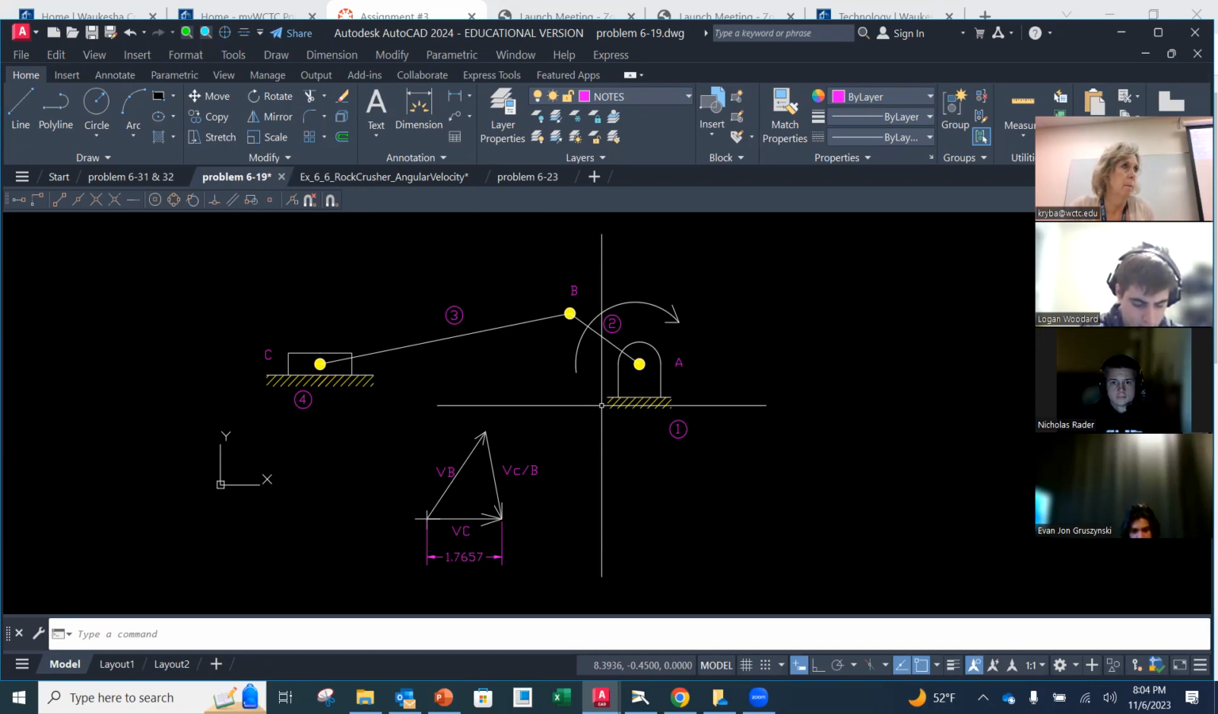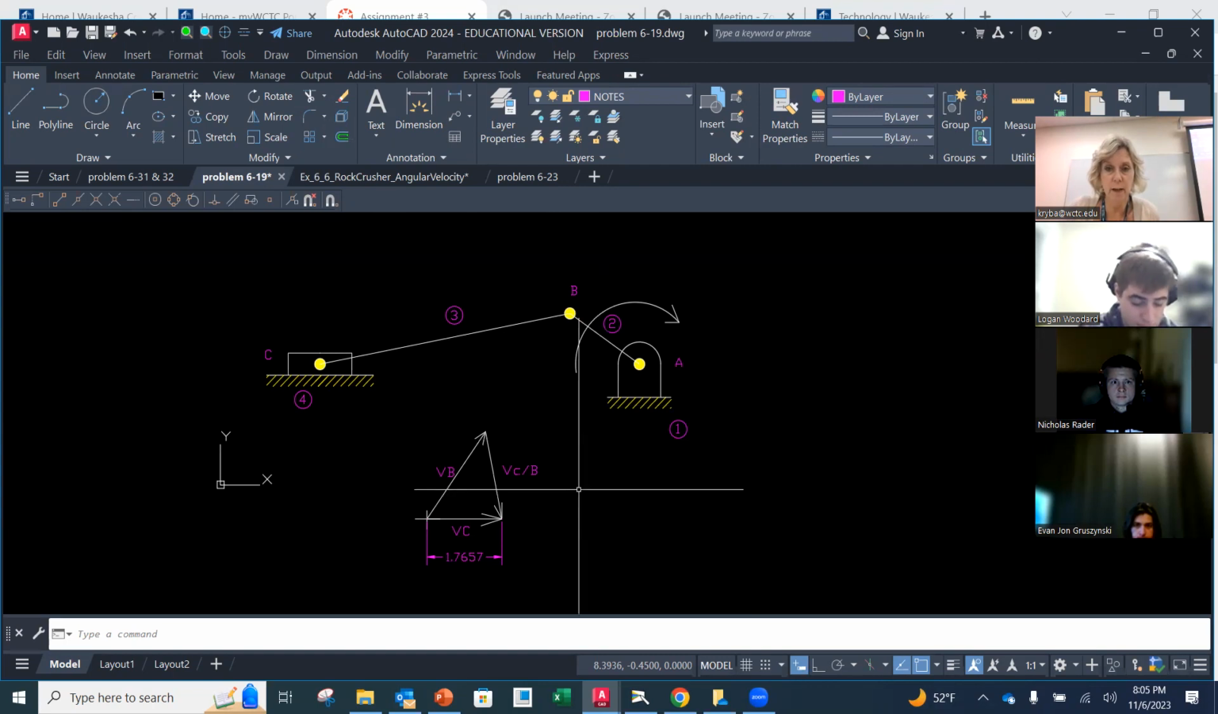Okay. And using CAD is really the best way to go because it is the most accurate, especially for getting the angles right and things like that. All right. Okay. So that's a crank slider mechanism. All right. Let's do another problem.